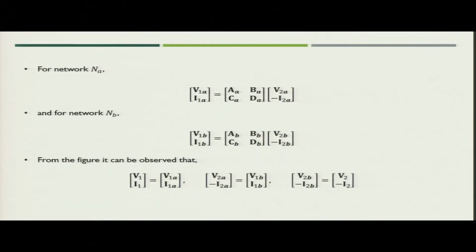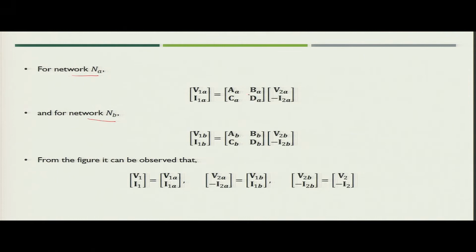What can we write? We can write for network A: V1A, I1A as the input side vector equal to the ABCD parameters of network A into V2A and minus I2A, that is the output vector for network A. Similarly, for network B also we can write V1B, I1B as an input vector equal to the ABCD parameters for network B multiplied by the output vector of V2B and minus I2B.